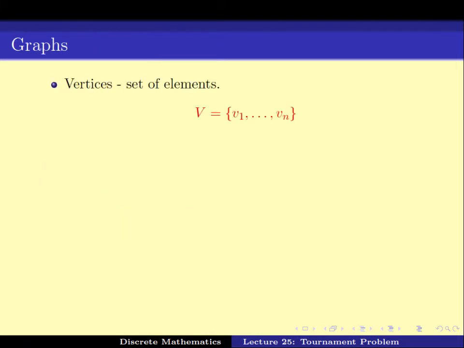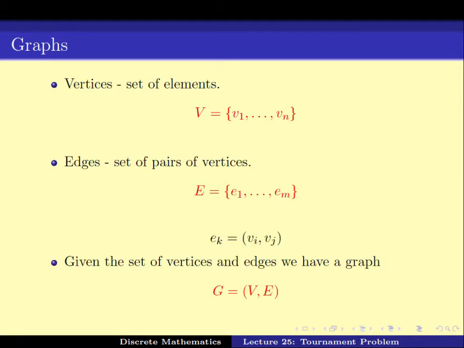What's a graph? A graph is a set of vertices and a set of edges, which are basically pairs of vertices. The graph is given as V, E, where V is the set of vertices and E is the set of edges.